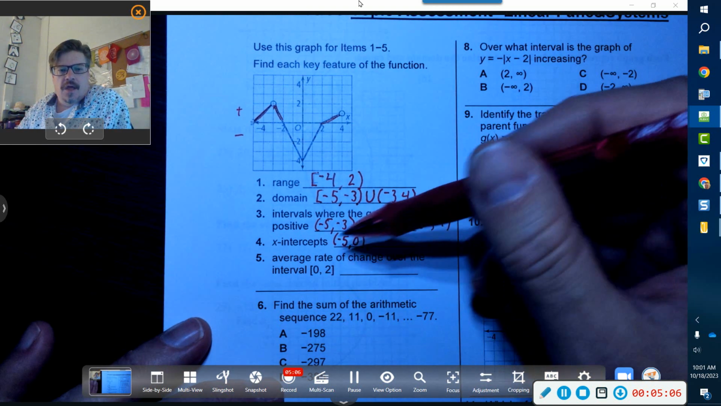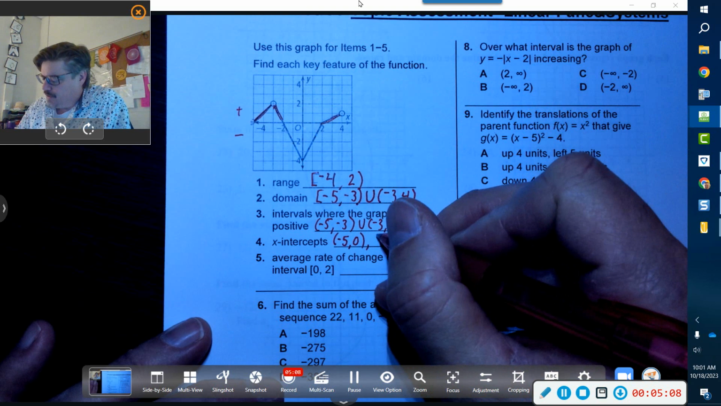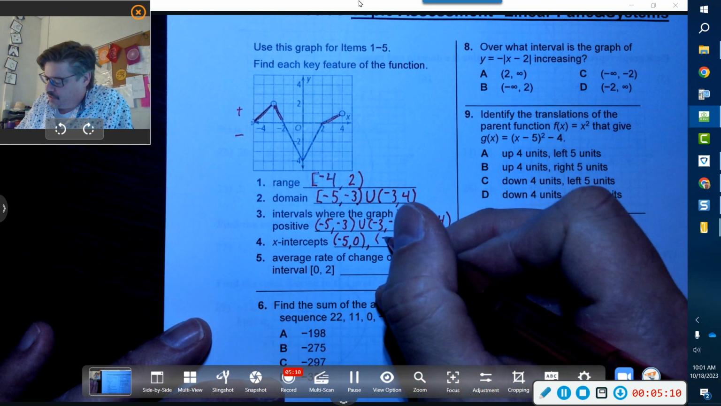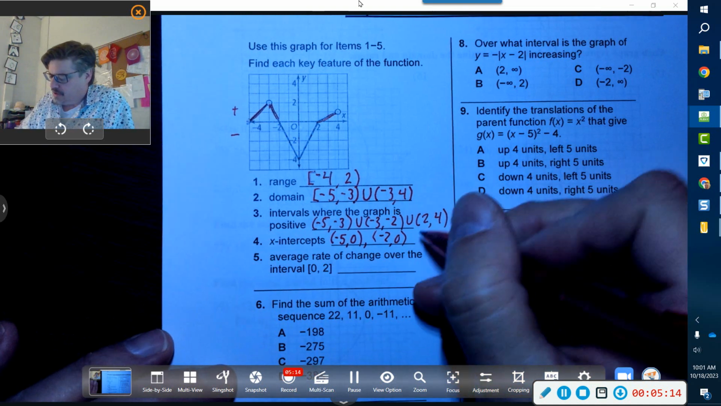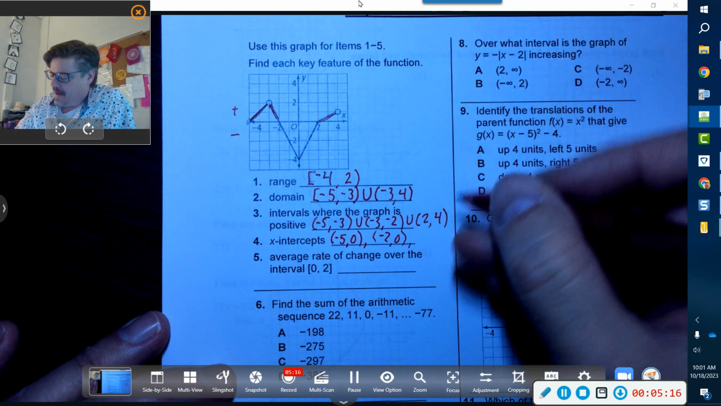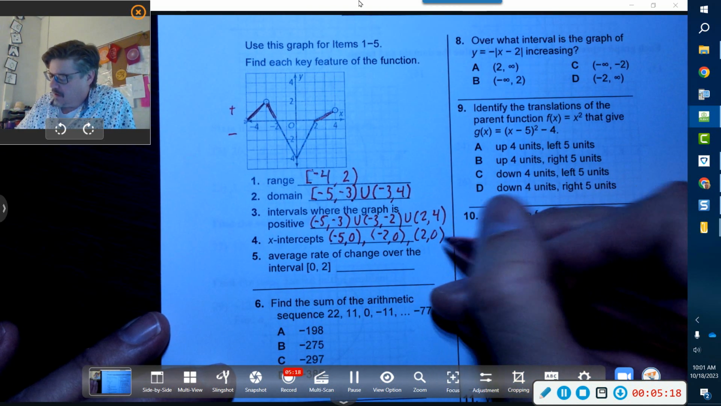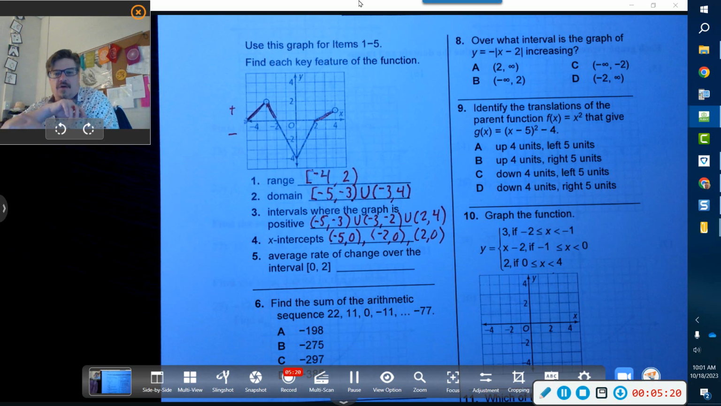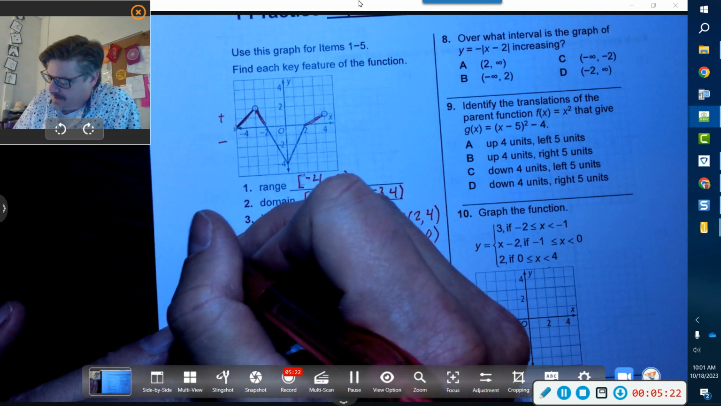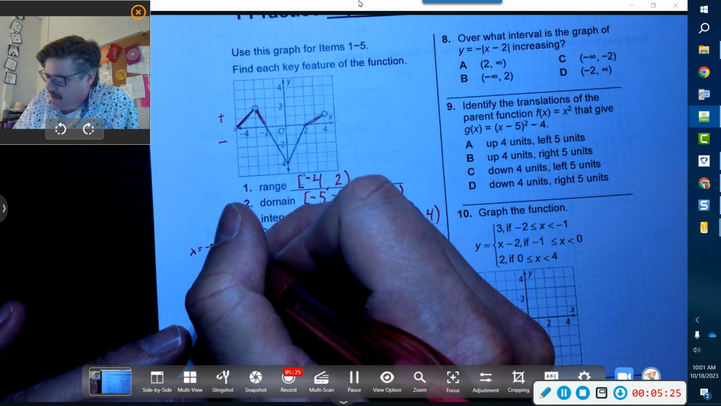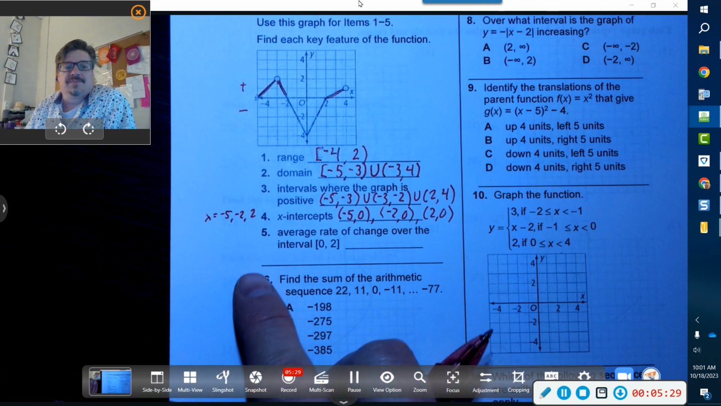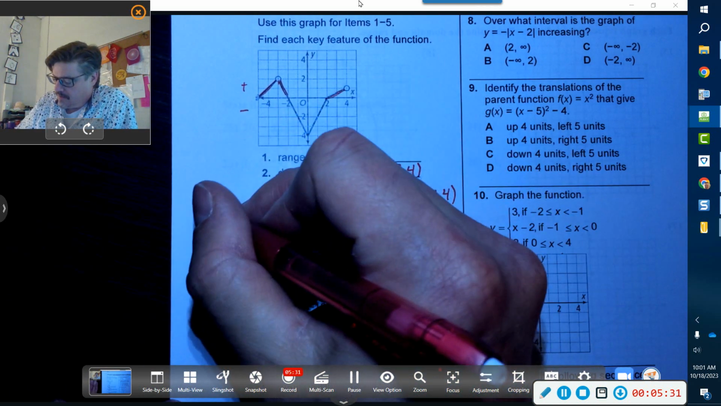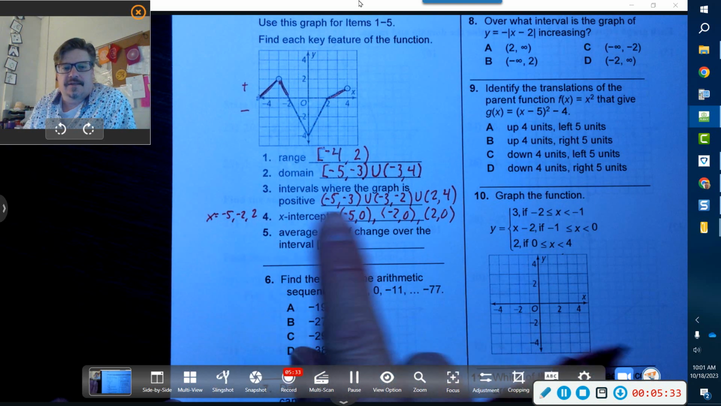All right, so x-intercepts. Then I've got -2, and then I've got a +2. So if you would have just listed them as x equals -5, -2, and 2, that's also acceptable. Just make sure you put an x equals. So either way is absolutely acceptable.